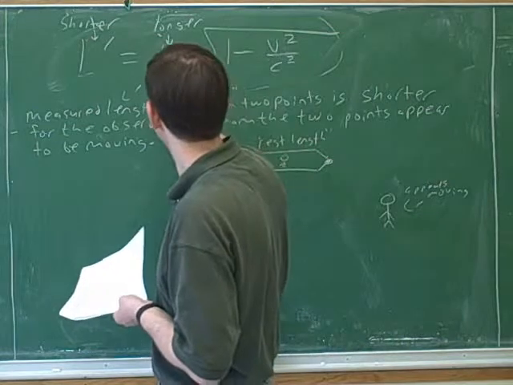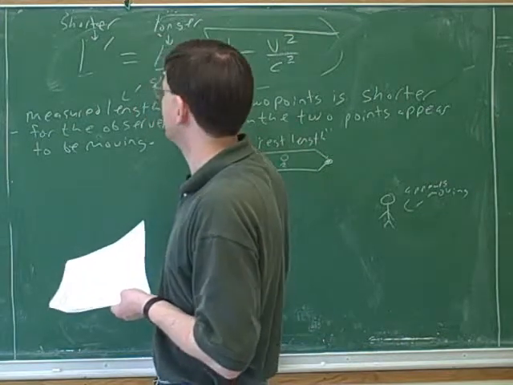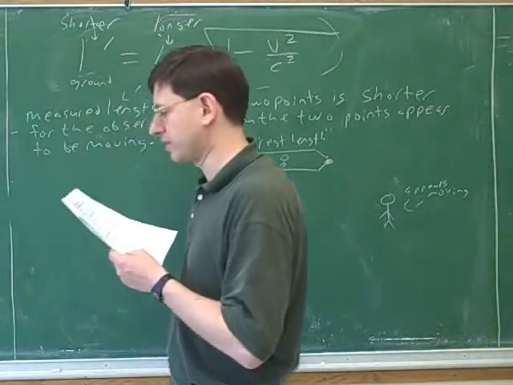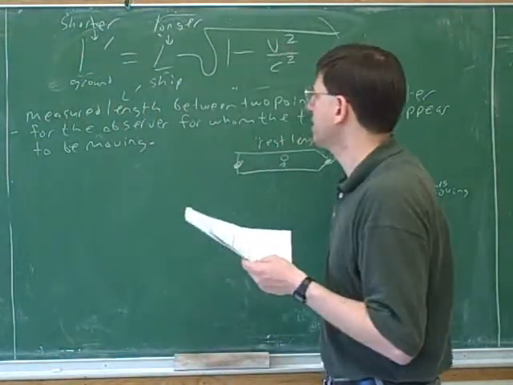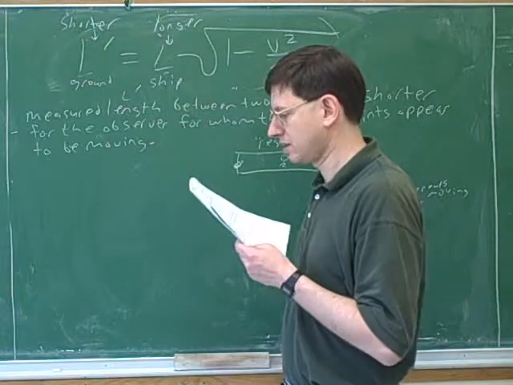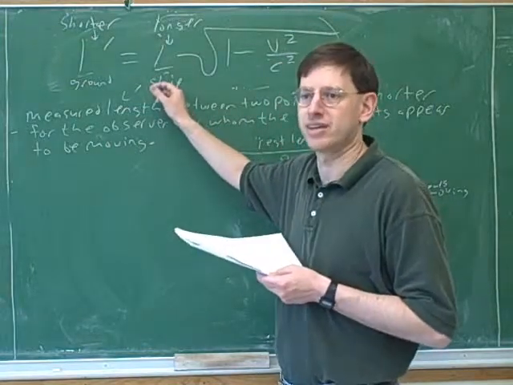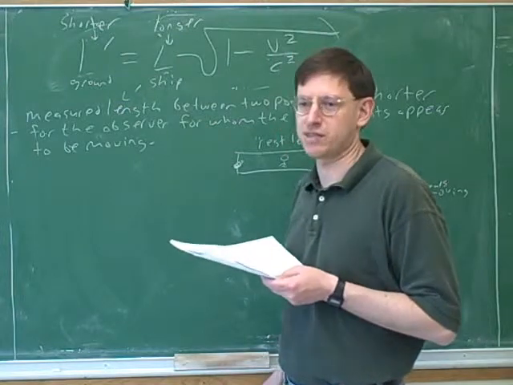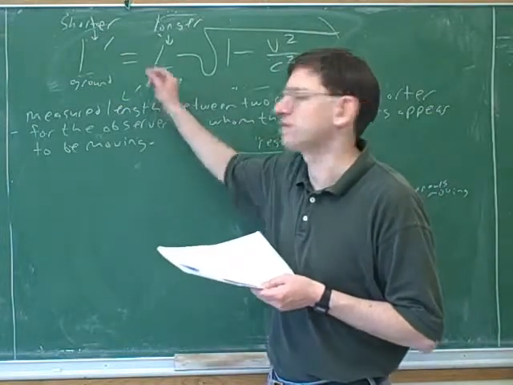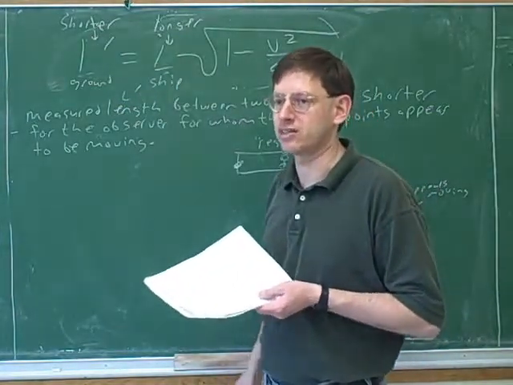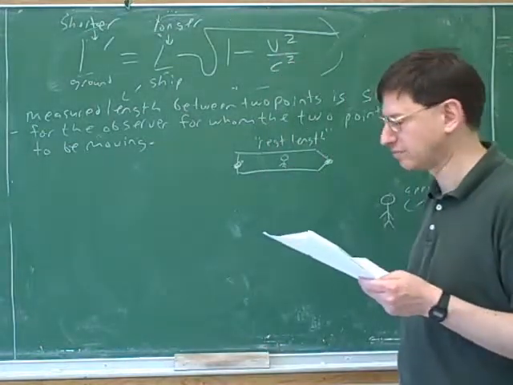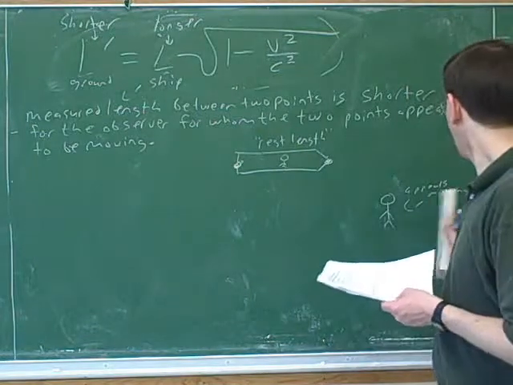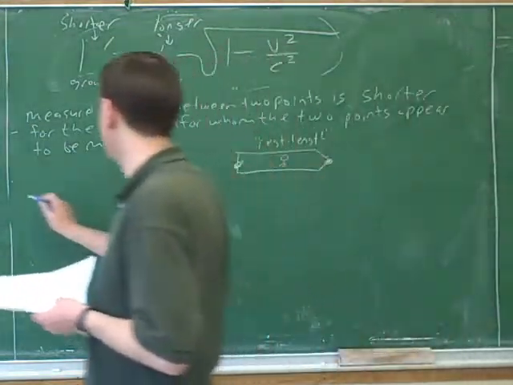So as we already said, this represented the distance measured on the ship, and this represented the one measured on the ground, and that would prove to us that the rest length is the longer length. We didn't have to figure that out here because they told us that the rest length was the longer length, but if they hadn't told us, we could figure that out from here. The rest length is always the longer length. Okay, and then how about for the times?